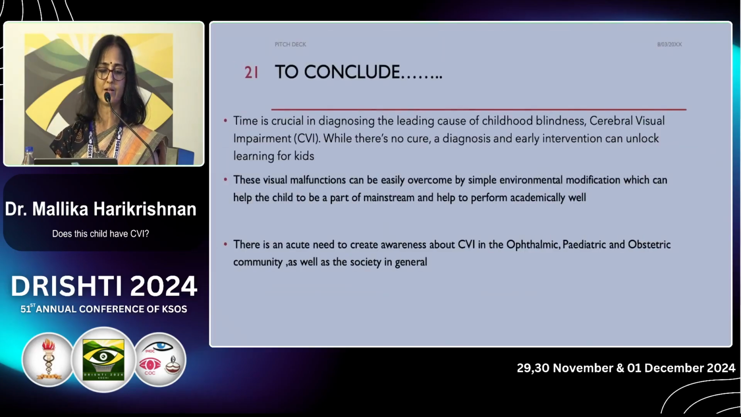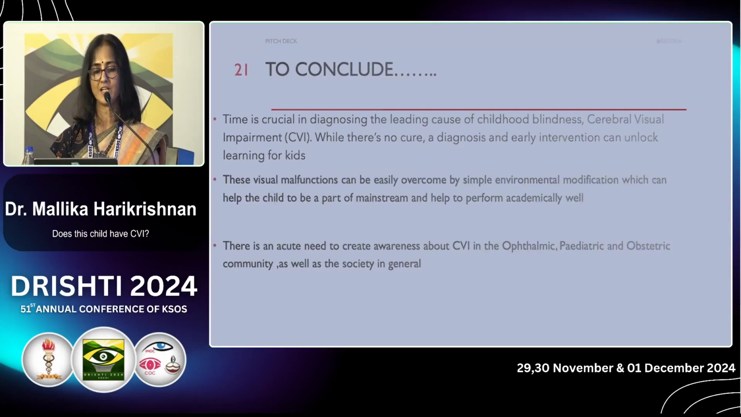So to conclude, time is crucial in diagnosing the leading cause of childhood blindness, cerebral visual impairment. While there is no cure, diagnosis and early intervention can unlock learning for these kids. These visual malfunctions can be easily overcome by simple environmental modifications, which can help the child to be a part of the mainstream and perform academically and socially well. There is an acute need to create awareness about CVI in the ophthalmic, pediatric and obstetric community as well as society in general.